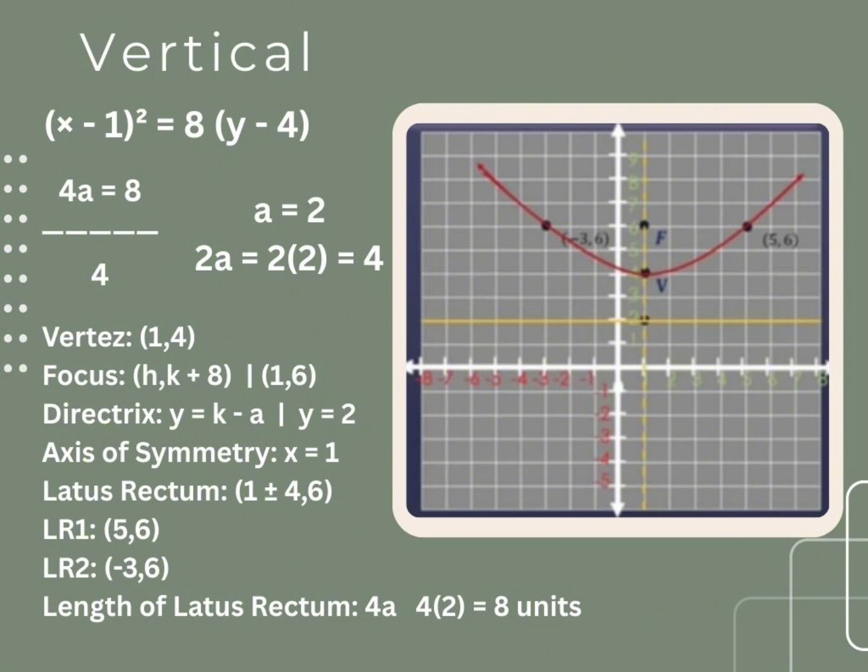Directrix: y = k - a. y = 2. So basically, our a is 2, then we subtract it from our k, which is 4.